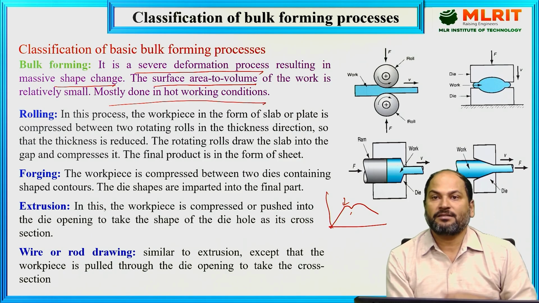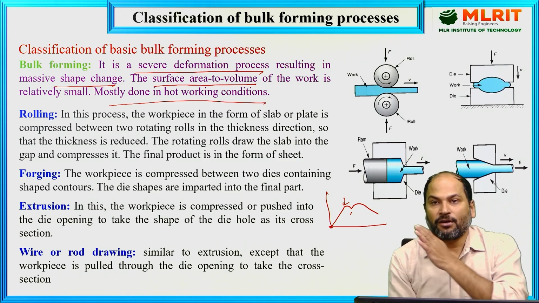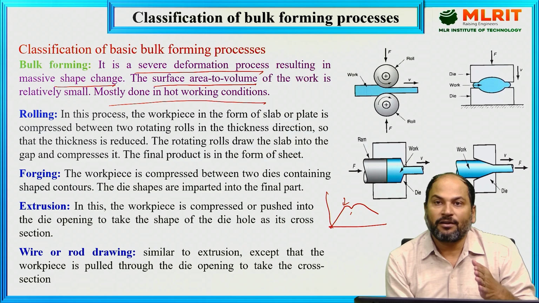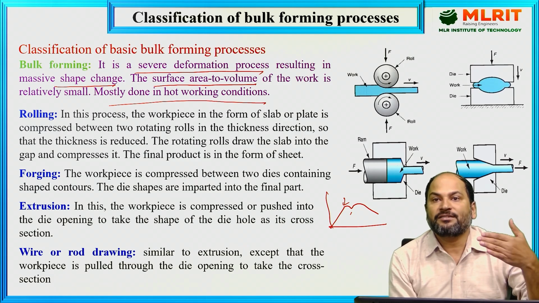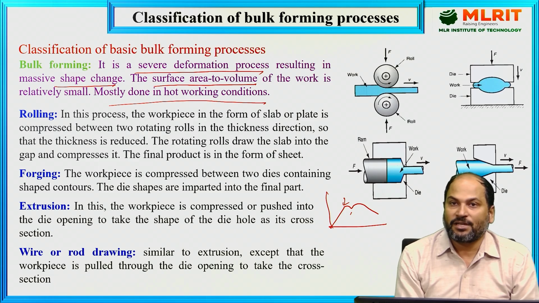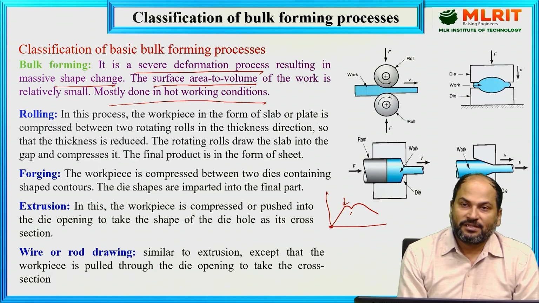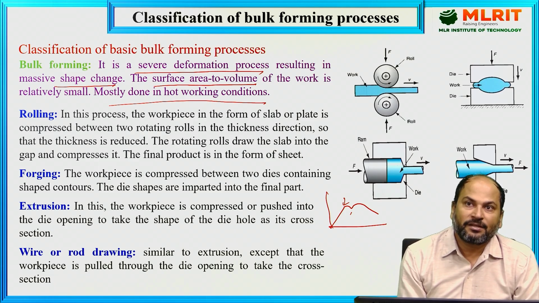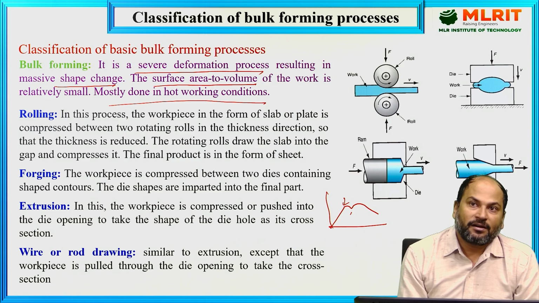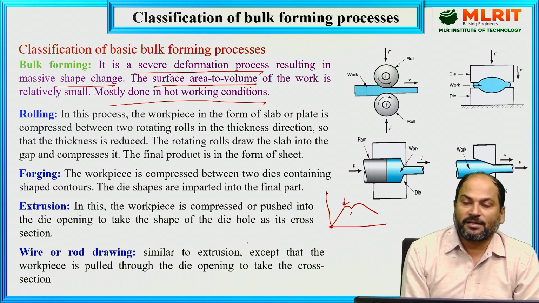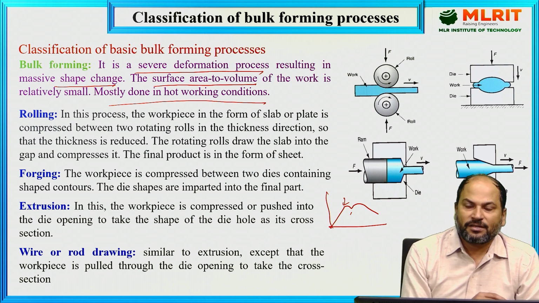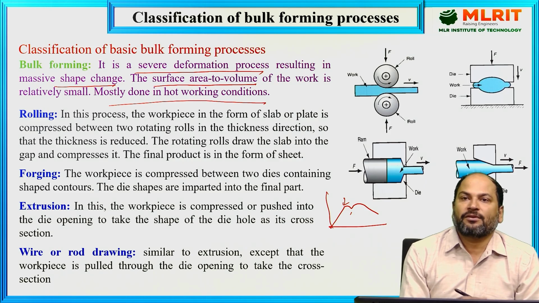Hot working condition means the working temperature at which we are deforming the material will not be at room temperature. It will be beyond the recrystallization temperature of the material. Recrystallization temperature is generally considered a temperature more than 0.5, that is, half of the melting temperature of the material. The range is generally defined as 0.3 to 0.5 of the melting temperature of the material, but that is not a fixed value because it depends on many parameters.